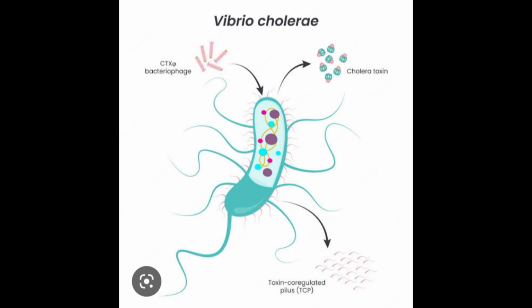Vibrio cholerae morphology. Vibrio cholerae is a gram-negative, curved or comma-shaped rod, non-sporing and non-capsulated, about 1.5 micrometer by 0.2 to 0.4 micrometer in size. The organism is very actively motile with a single polar flagellum, and the movement is named darting motility.